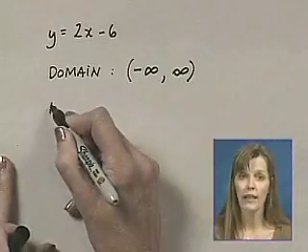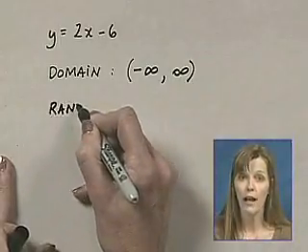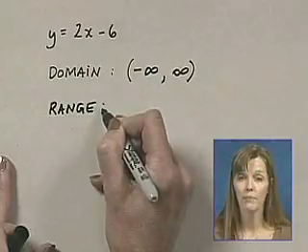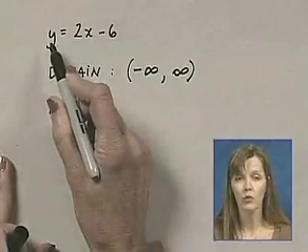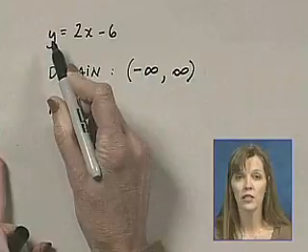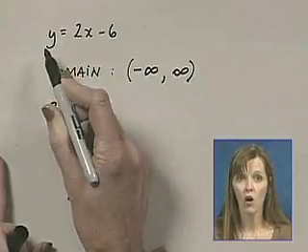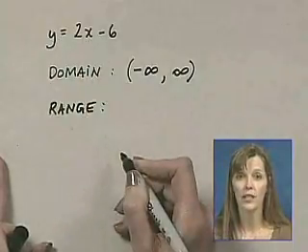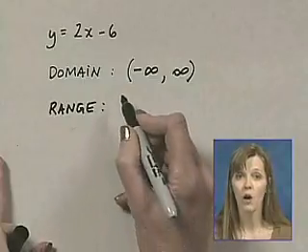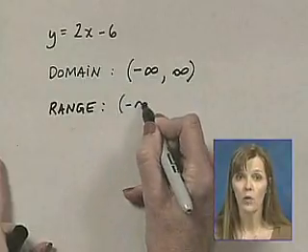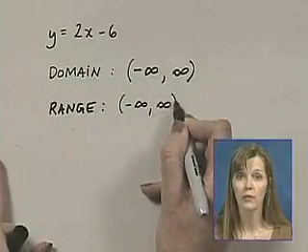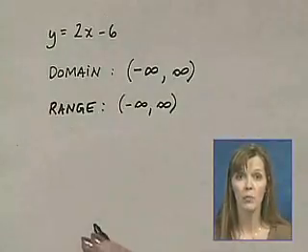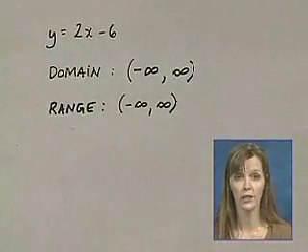For the range, we're going to try to determine what values we can come up with for y. Well, for any particular value of y that I substitute into this equation, I can solve and come up with a value for x that corresponds to it. So our range is also going to be equal to negative infinity to positive infinity. I can come up with any value of y I'd like to.